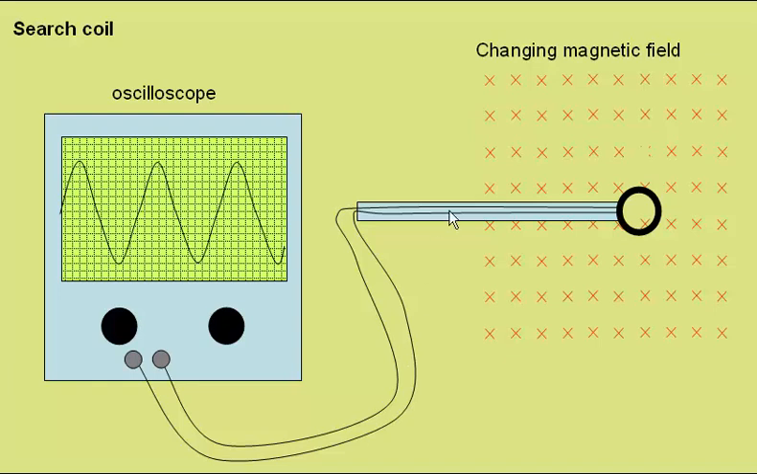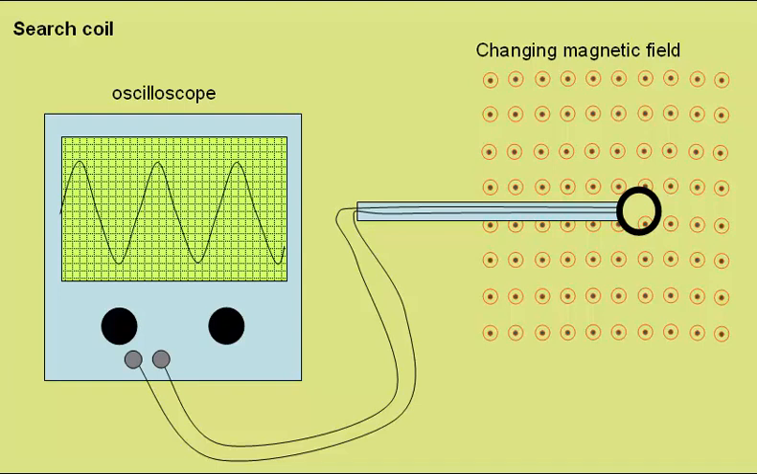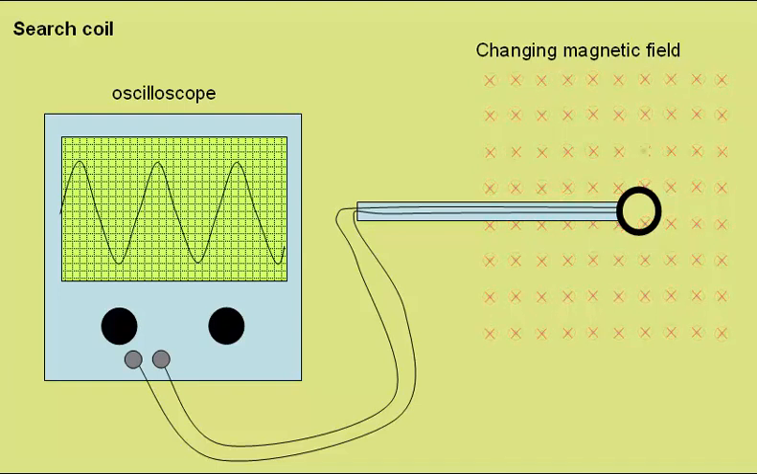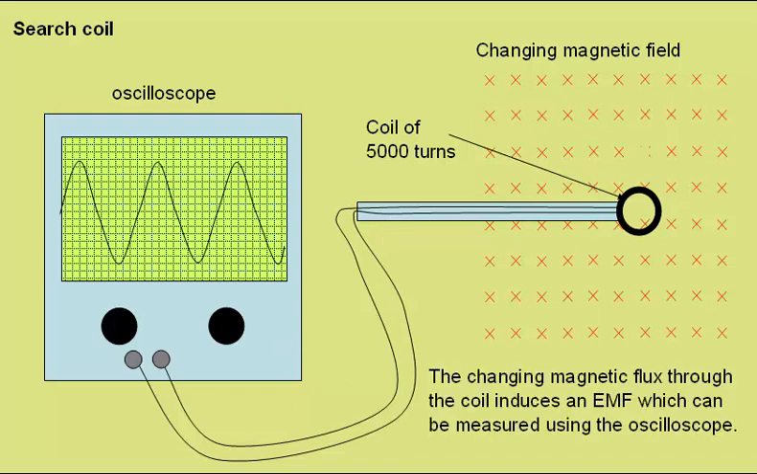If we have a changing magnetic field, as here, going into the screen, out of the screen, into the screen, out of the screen, and so on, we can use a search coil. This consists of a coil of, say, 5,000 turns on the end of an arm like this. We connect the ends of the coil to an oscilloscope. As the changing magnetic flux through the coil induces an EMF, this can then be measured using the oscilloscope.